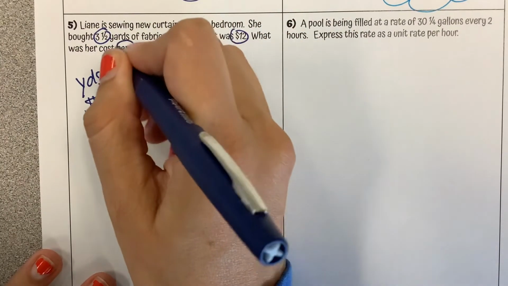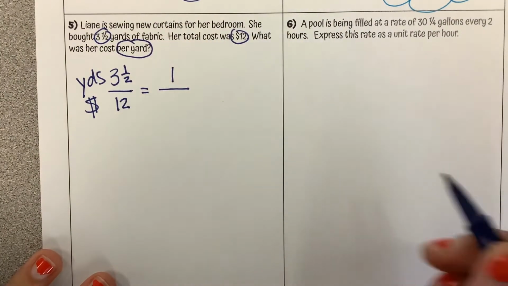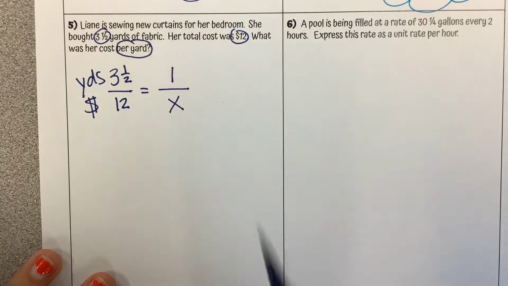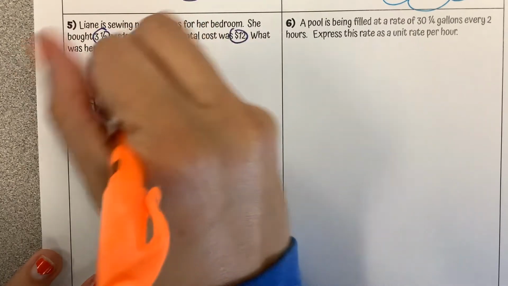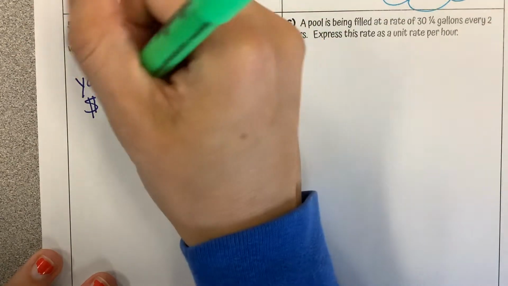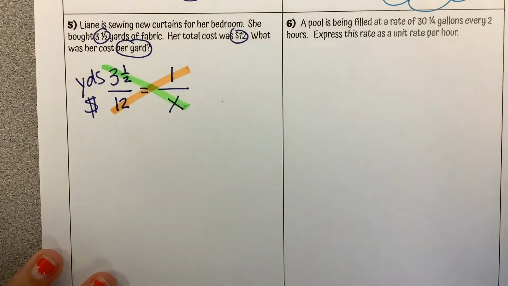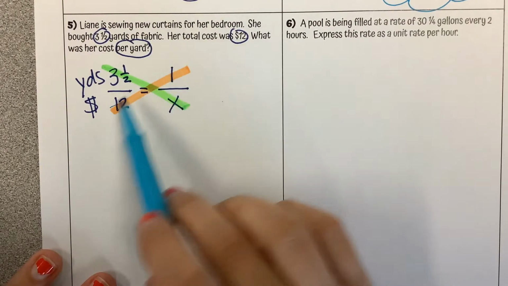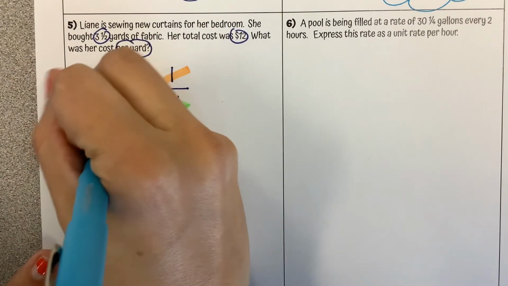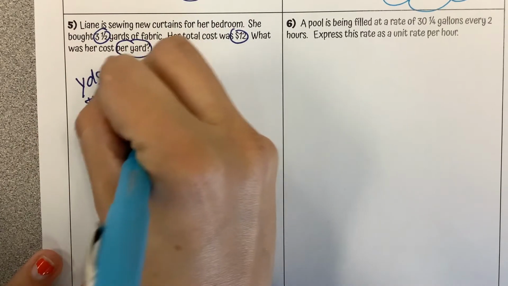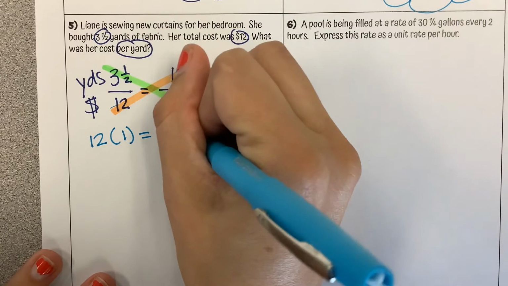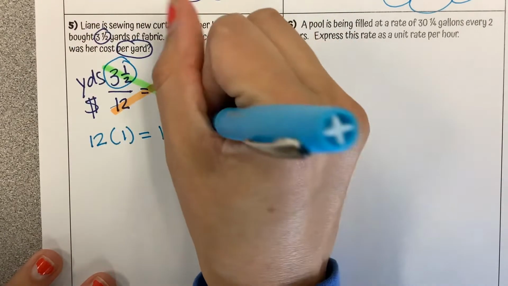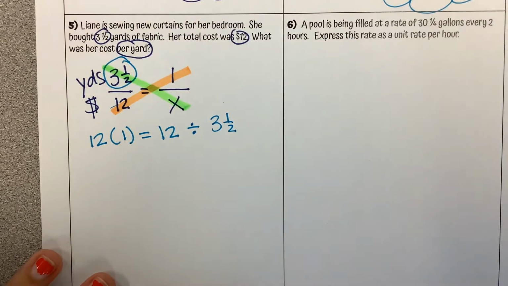What was the cost per yard? So our yard is 1. The money is what we are solving for. So now we've got a proportion that we can solve. The diagonal that has 2 numbers in it is right here. 12 times 1 is just 12. And we're dividing by the number that's in the same diagonal as the variable, so we're dividing by 3.5.